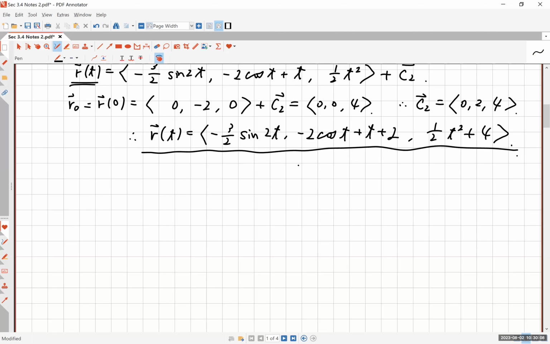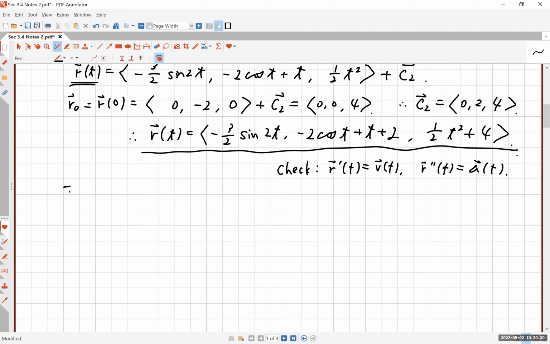All right, now I would highly recommend that once you solve an initial value problem, check and make sure that if you take the derivative of this, you actually get the velocity function. And the second derivative is the acceleration function. You can also check for the initial value as well.